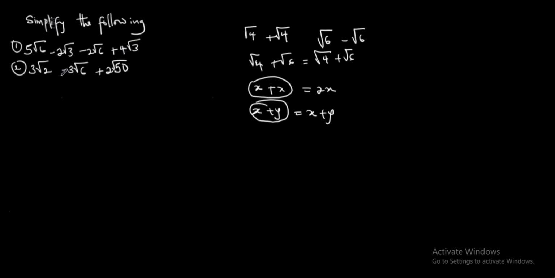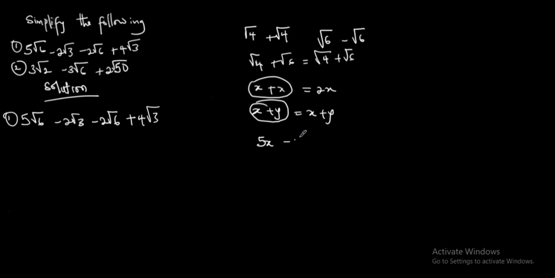So if you look at our number one solution now, number one says 5 root 6 minus 2 root 3 minus 2 root 6 plus 4 root 3. Now, look at this. If you have 5x minus 2y minus 2x, then plus 4y.